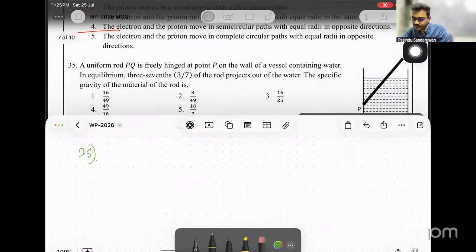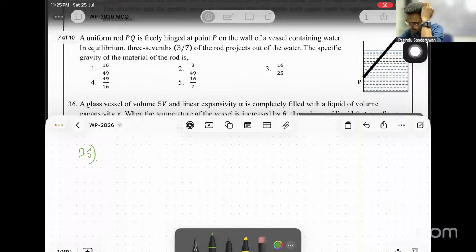Then 35. A uniform rod PQ is freely hinged at point P on the wall of a vessel containing water. In equilibrium, 3/7 of the rod projects out of the water. The specific gravity of the material of the rod is.